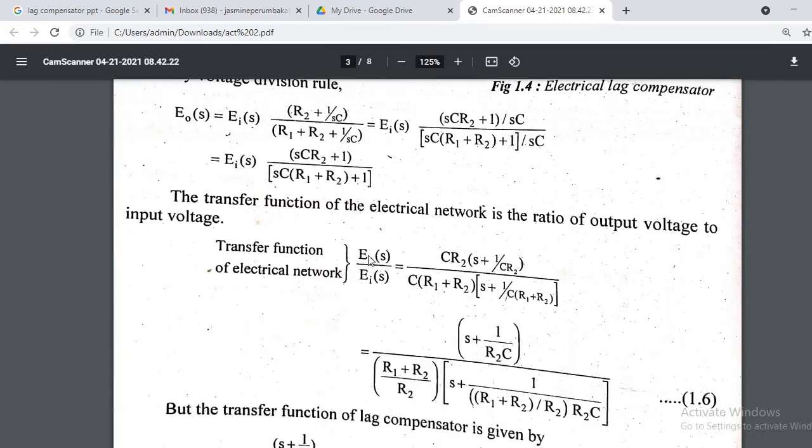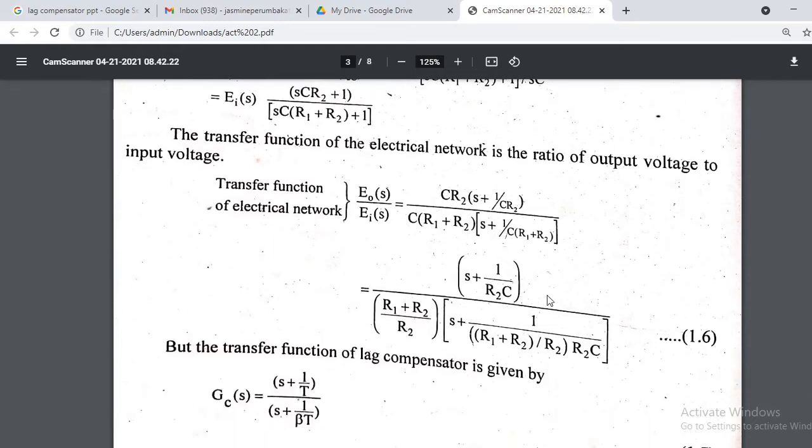And the transfer function E0 of S by EI of S is taken, and we are rearranging this transfer function in such a way that it is similar to the lag compensator transfer function. What is the lag compensator transfer function? That is S plus ZC divided by S plus PC. Now see this equation, E0 by EI. This is S plus a constant divided by S plus another constant. So this is S plus 1 by T and this is S plus 1 by beta T.